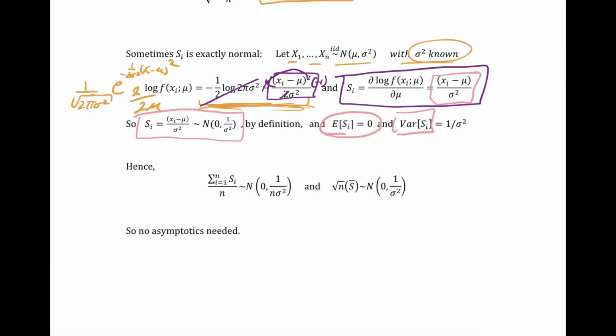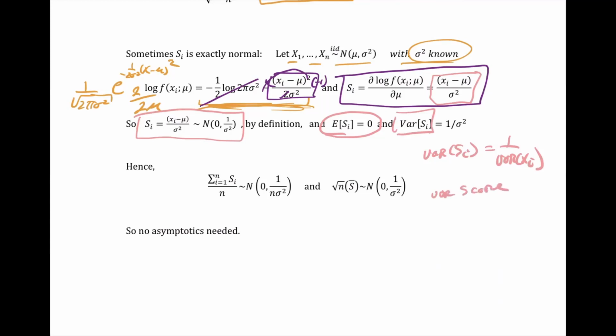The important thing to look at here is this interesting relationship: the variance of the score function is equal to 1 over the variance of an observation. So the variance of the score function and the variance of the observation are inversely related.